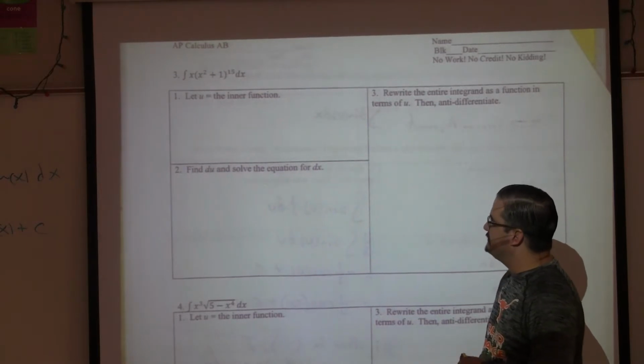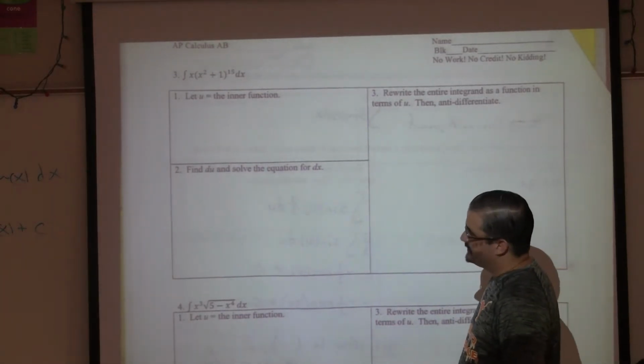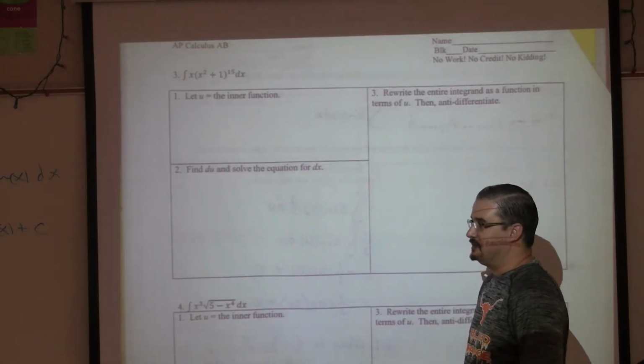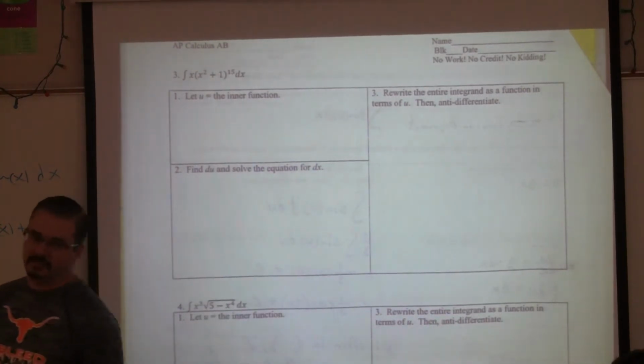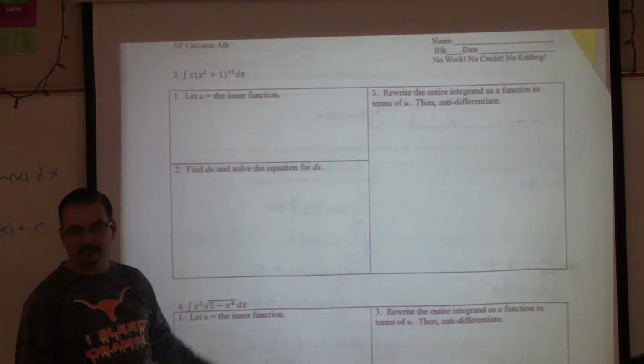Kinda looks like I would have to do the chain rule if I got the derivative of it, right? Okay, that's kinda how you know. That's not always gonna be like that, right? Can I integrate this like normally, where I just add 1 and divide by the power? No. No, because I have x times something, right?